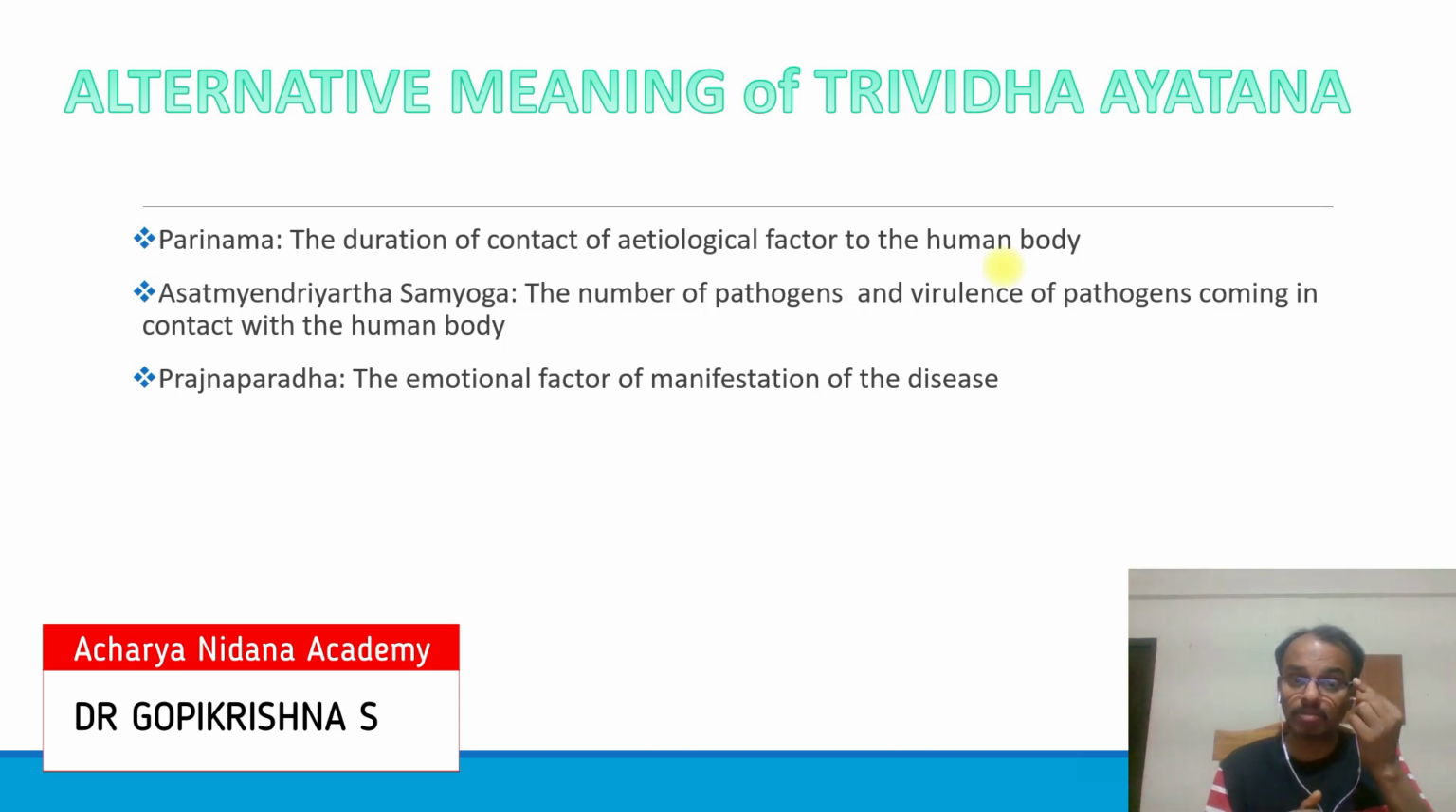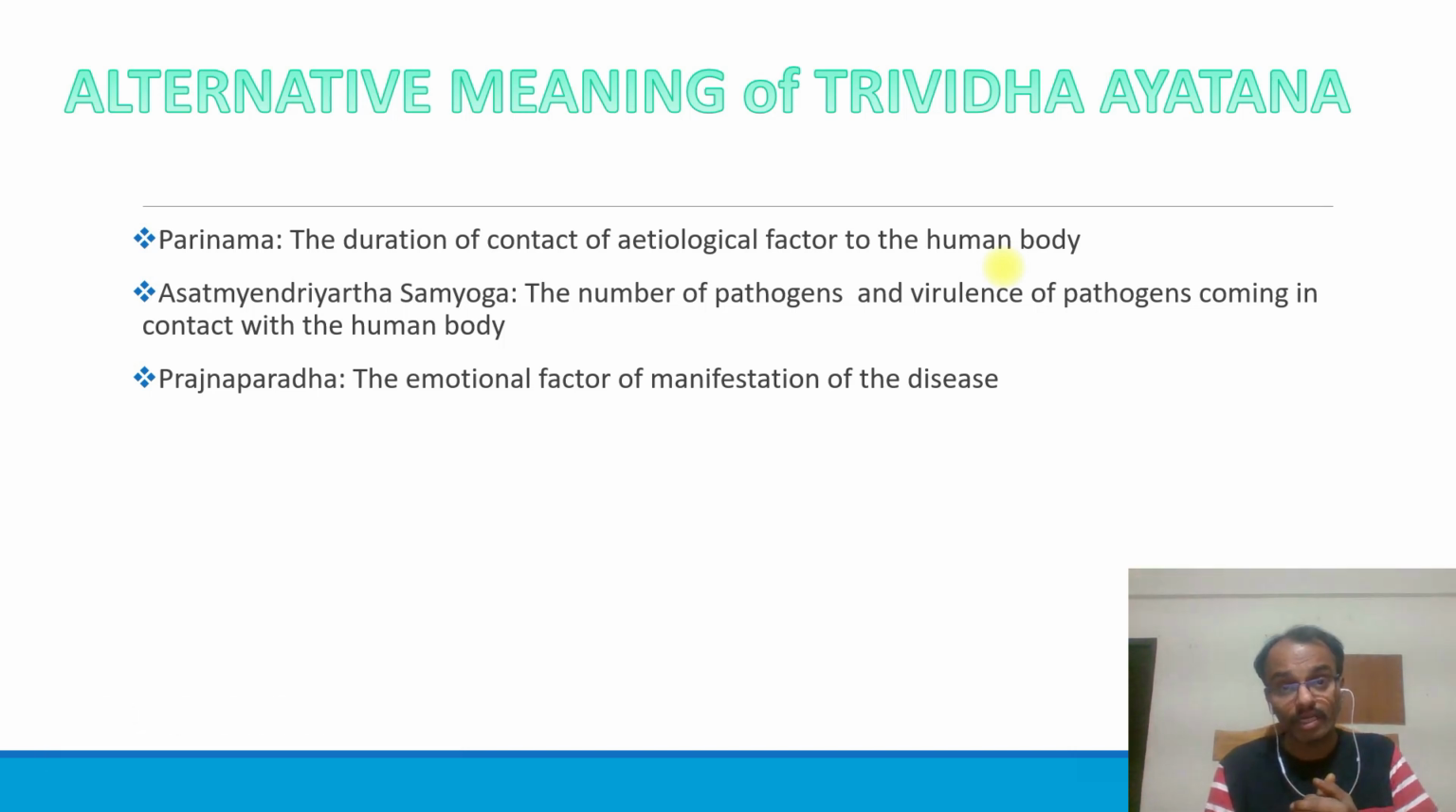As we discussed earlier, if the number of pathogens is less, there is minor disease manifestation. If the number of pathogens is more, then the person may have a large or major disease manifestation. When you consider the virulence of the pathogens, a less virulent pathogen gives milder disease formation, and a more virulent pathogen gives severe disease manifestation.